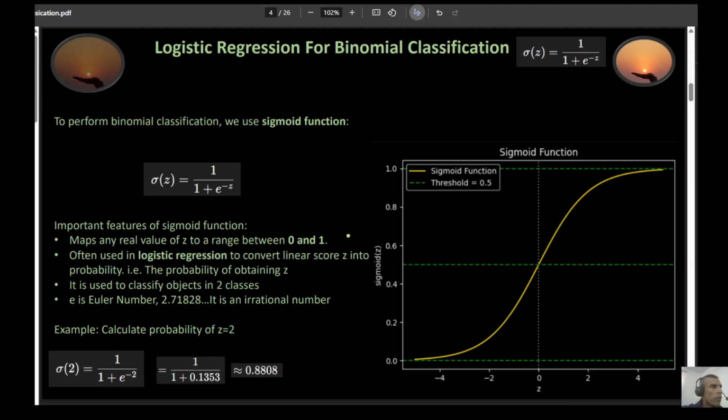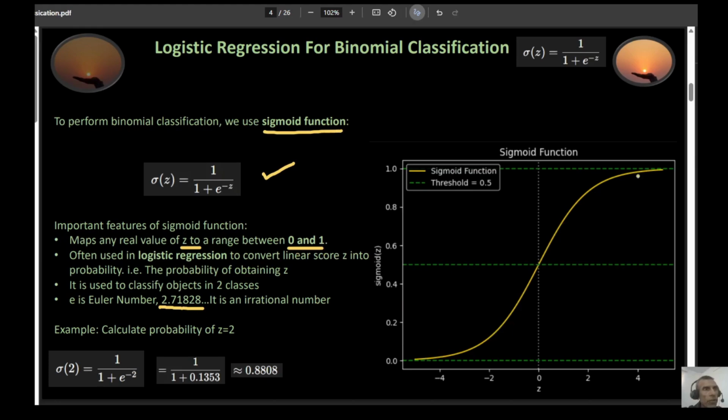Now, in order to perform binomial classification, we use a function. It is called a sigmoid function. And this is how it looks. In this case, this is 1 divided by 1 plus e to the power minus z. Your e is Euler's number, 2.71828. It's an irrational number. And what this sigma does is map any z value to a value between 0 and 1. So this is the graphical representation.